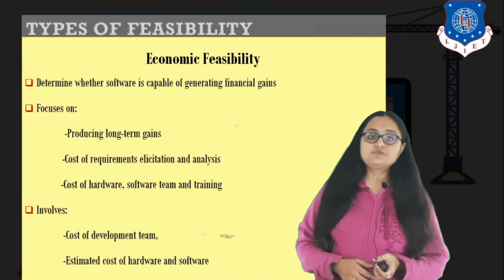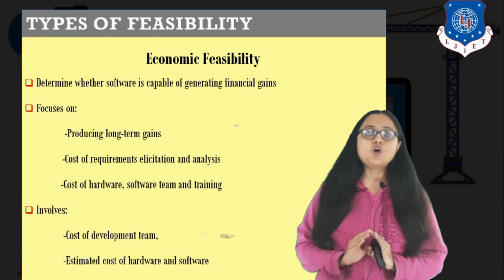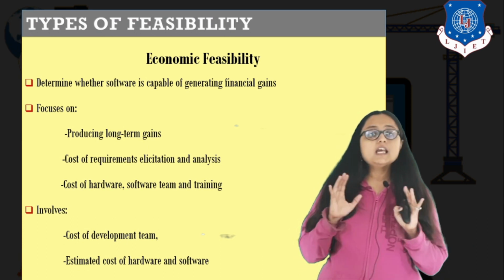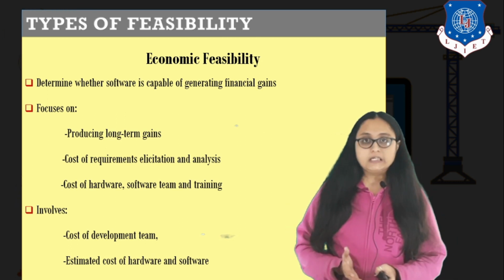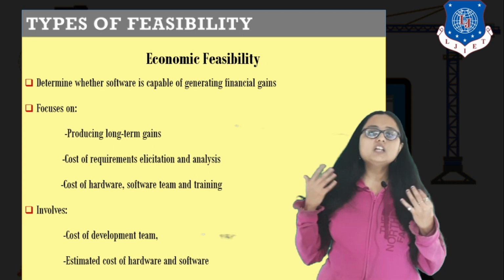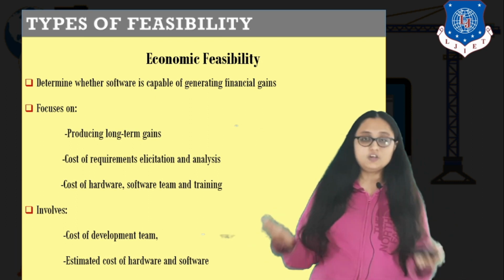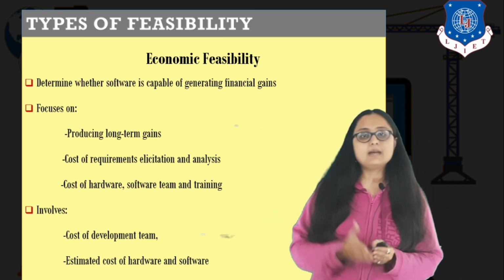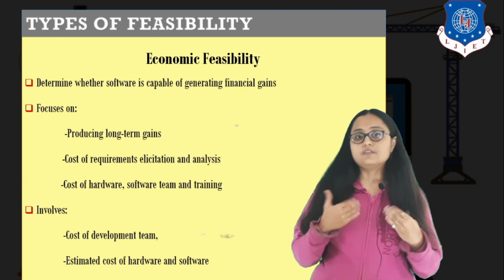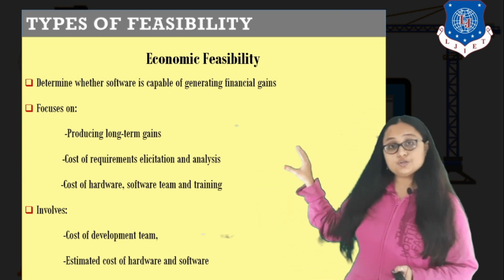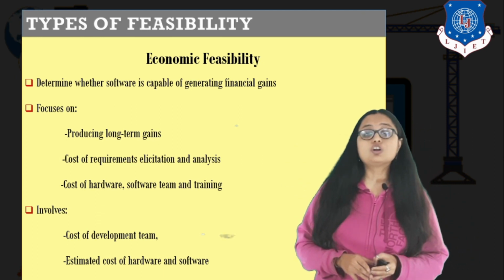The next type of feasibility is economic feasibility, which is also one of the most important feasibilities to study. We develop a software obviously for solving a particular need, but we are not an NGO. We do not want to develop software free of cost. We want some gain, and I am talking about monetary gain, right? So there must be profits involved if I am developing a software. You have to determine whether the software is capable of generating financial gain or not.